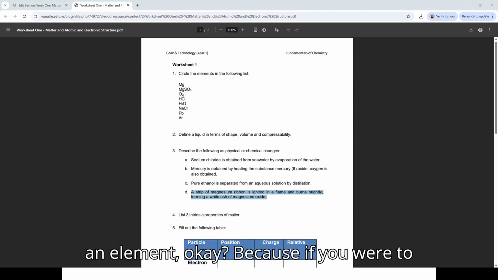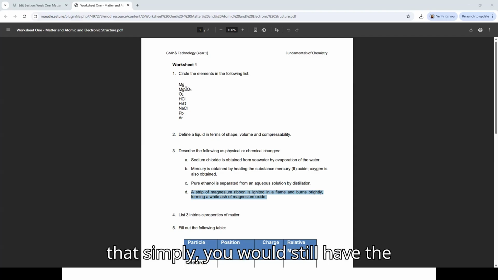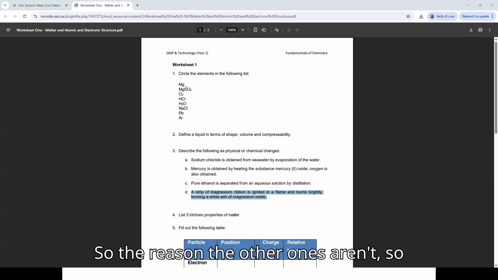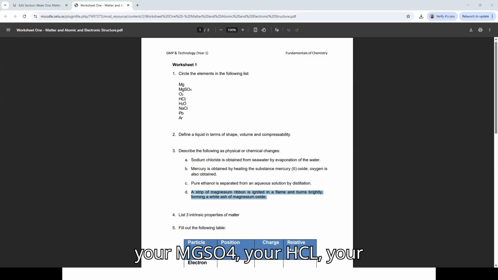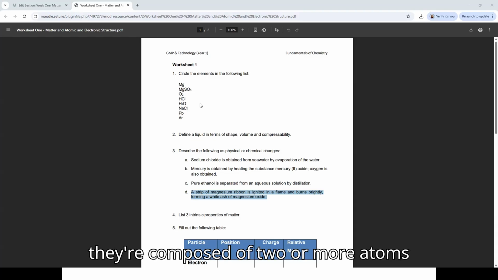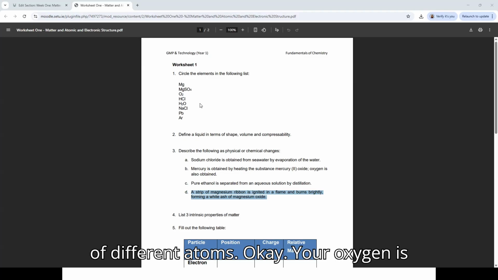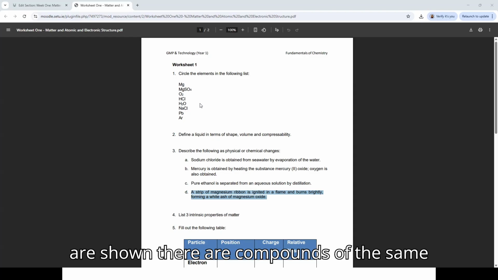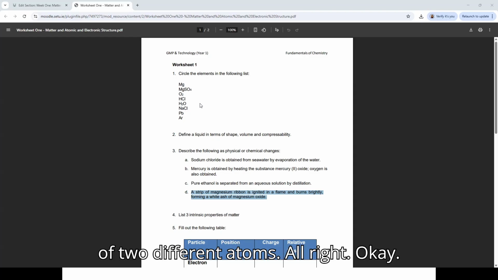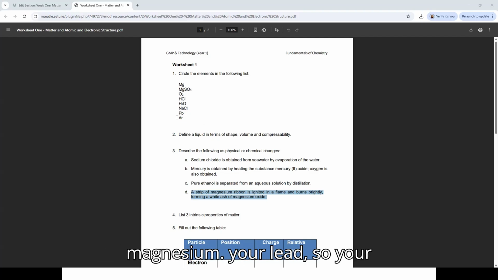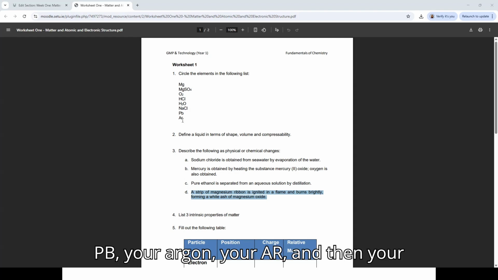Oxygen is also an element, okay? Because if you were to look at oxygen and divide it simply, you would still have the same atom. So that, by definition, is your element. The reason the other ones aren't, so your MgSO4, your HCl, your H2O, your water, and NaCl, is because they're composed of two or more different atoms. Your oxygen is the same atom. The other compounds shown there are compounds of two different atoms. So the correct answer you should have here is your magnesium, your lead, so your Pb, your argon, your Ar, and then your O2.